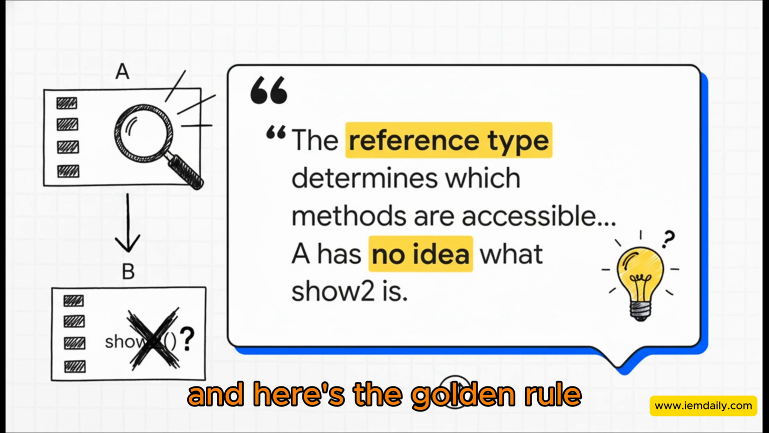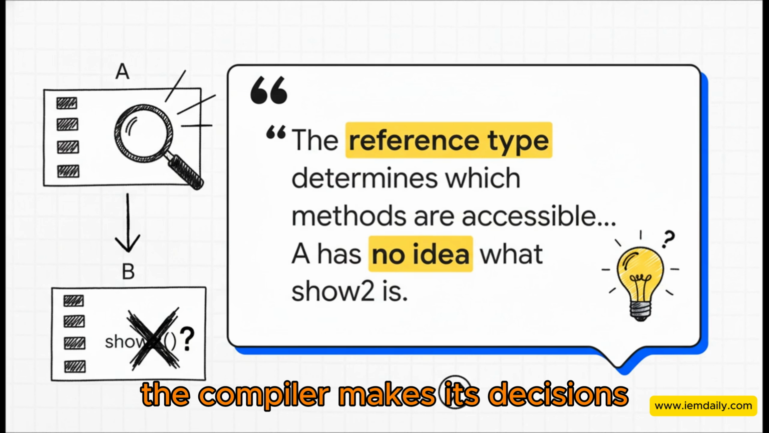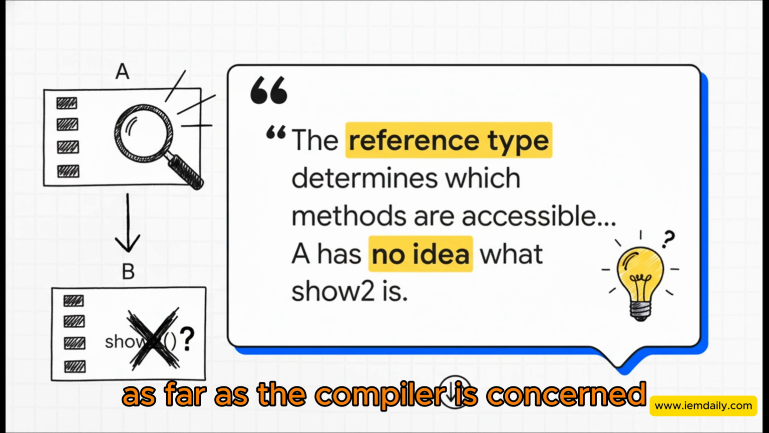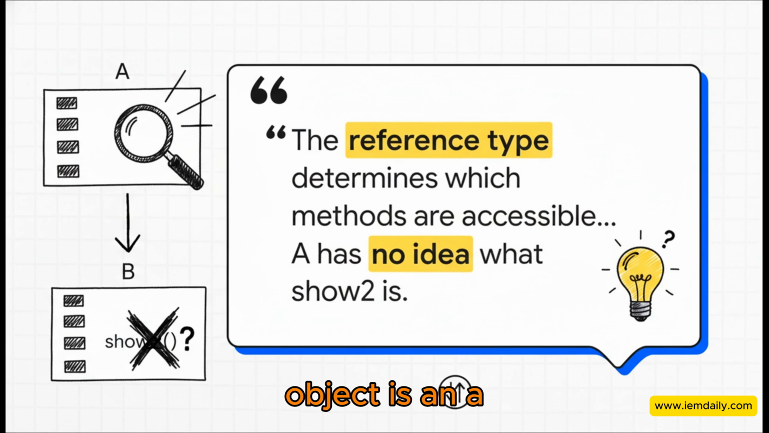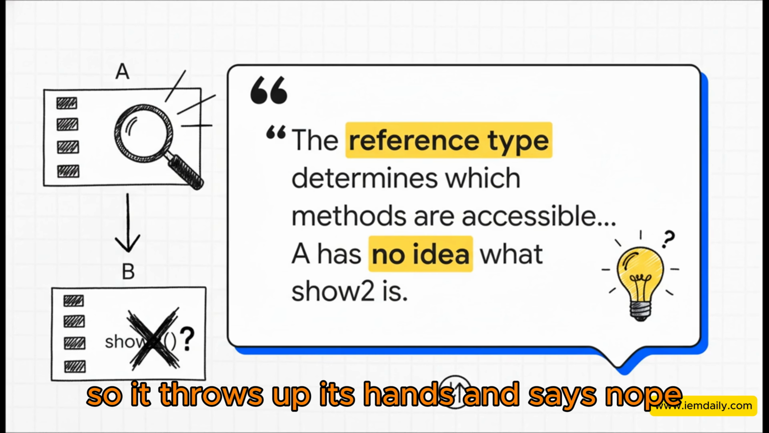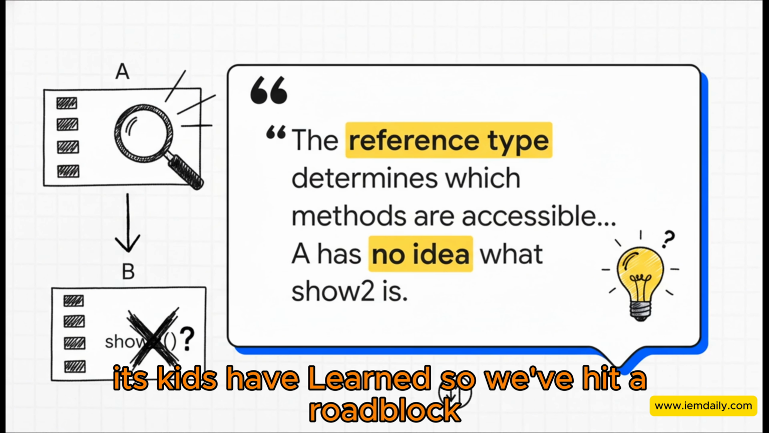And here's the golden rule, the thing you have to remember. The compiler makes its decisions based on the reference type, not the object that's actually there. As far as the compiler is concerned, object is an A. The A class has never heard of a method called show2, so it throws up its hands and says, nope, can't do that. The parent just doesn't know about the special tricks its kids have learned.